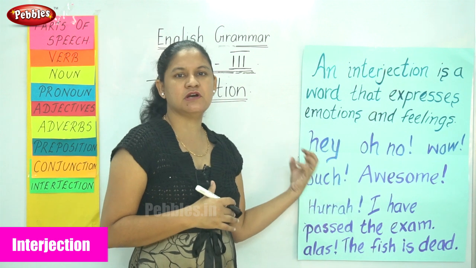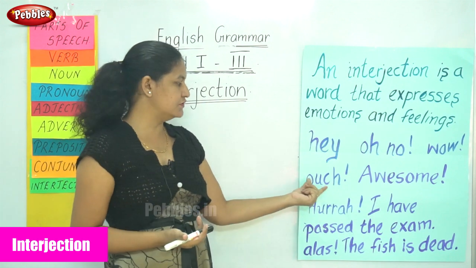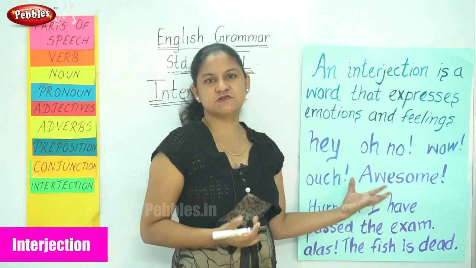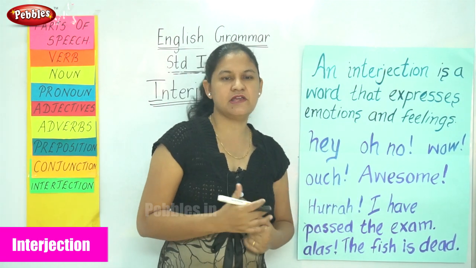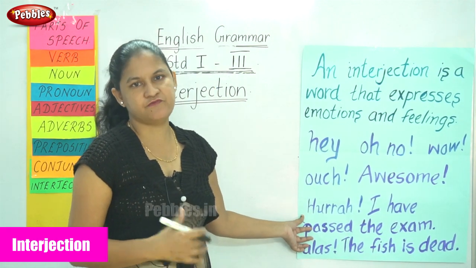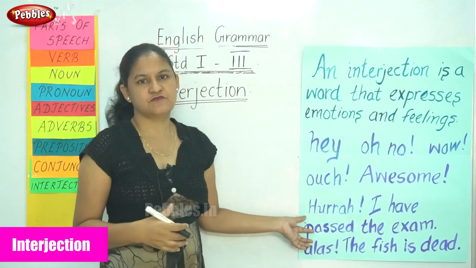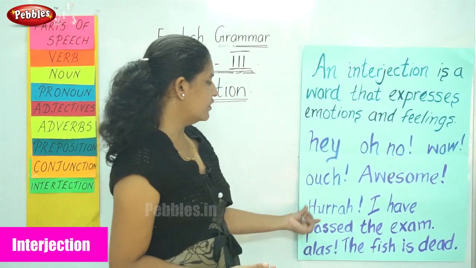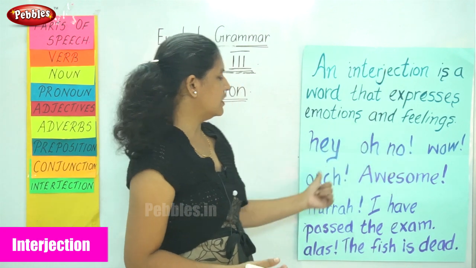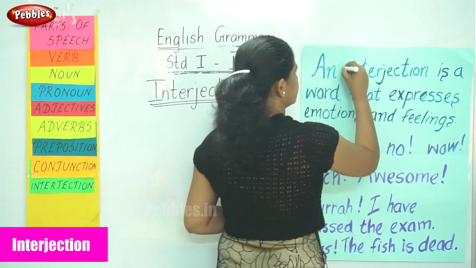Ouch, this is when you hurt yourself against something or you accidentally burn yourself, then you use the word ouch. Again, awesome. Awesome is a word that is used to say that something is really very nice. Hurrah, this is a word that you use when you come first in a race or somebody does something and succeeds, then you use the word hurrah. So all these words like hey, oh no, wow, ouch, awesome, hurrah are all known as interjections.